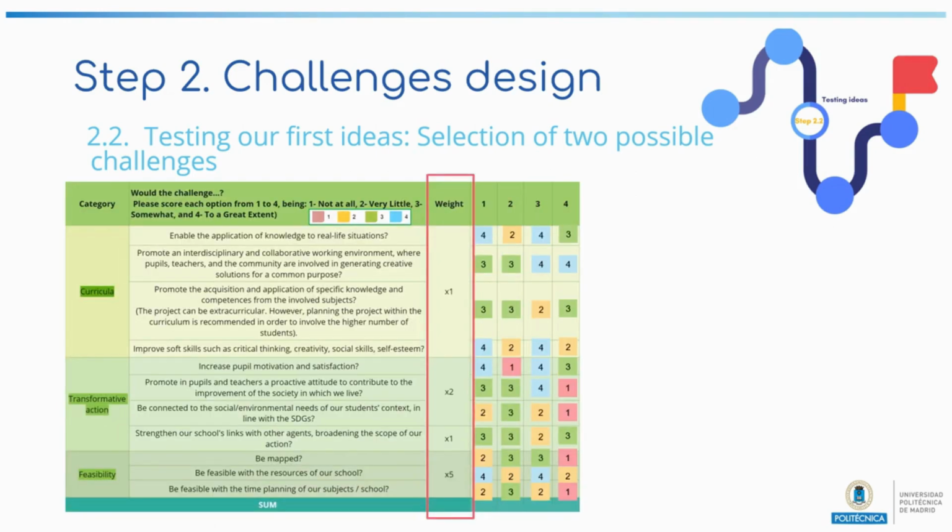Then we would sum the scores, taking into account the weight column to multiply the scores. We will write down the results in the last row, and we will then have a challenges podium.